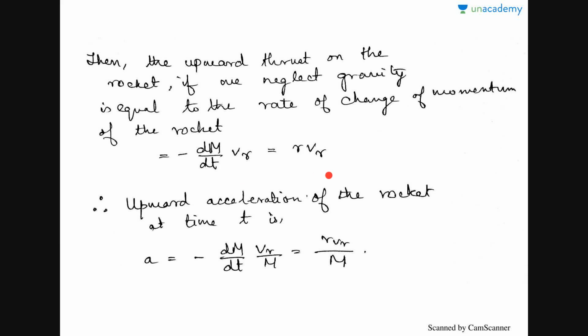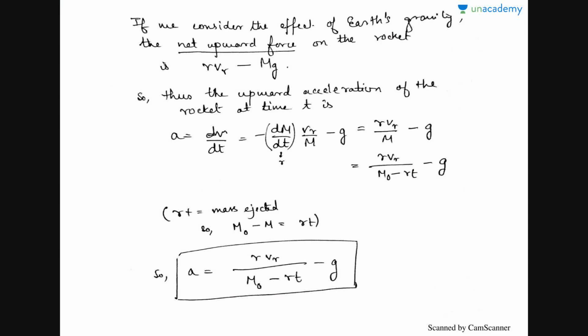So the rate of change of momentum from the second law is equal to the force. The upward acceleration of the rocket is the force divided by the mass, so minus dm/dt Vr by m, that is, r Vr by m. If we consider the effect of Earth's gravity, the net upward force on the rocket is r Vr minus mg, where g is the acceleration due to gravity, 9.8 meters per second squared. So the upward acceleration changes. The form is given by minus dm/dt Vr by m minus g.